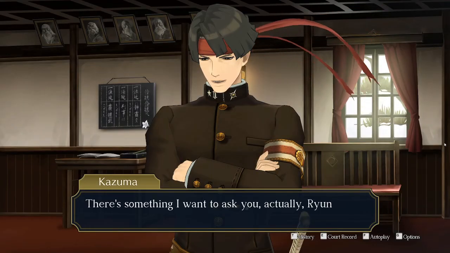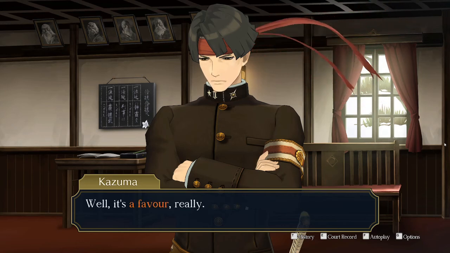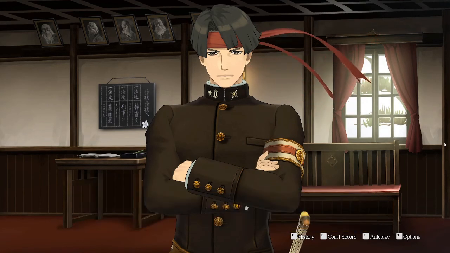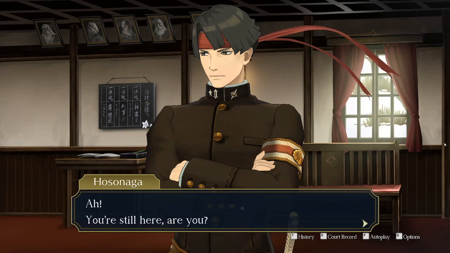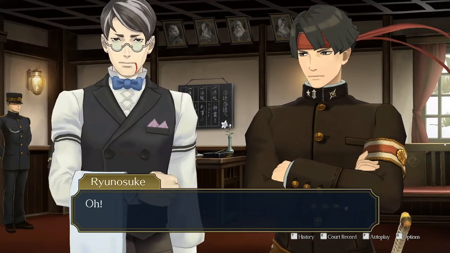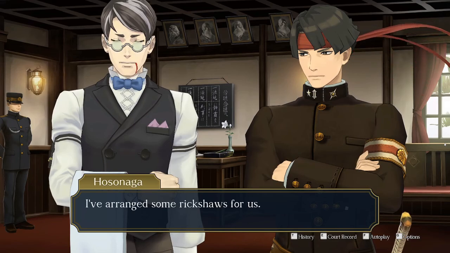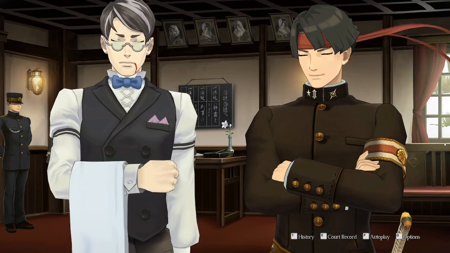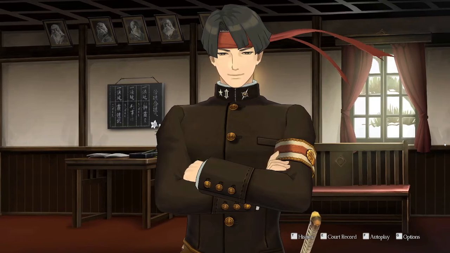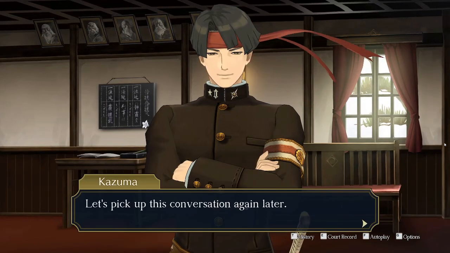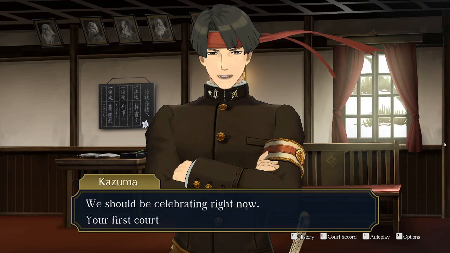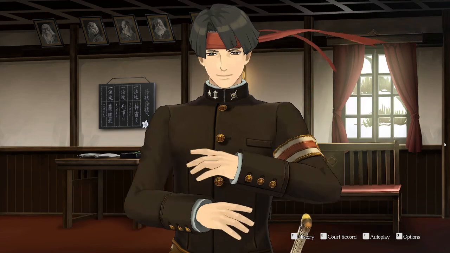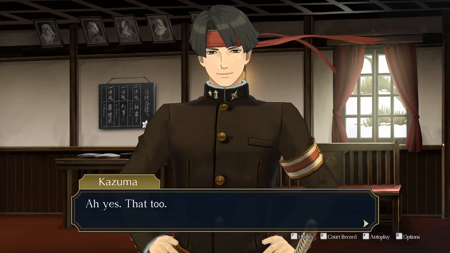There's something I want to ask you, actually. Ryunosuke? Well, it's a favor, really. Something very important to me. It sounds serious. What is... Ah, you're still here, are you? Oh, Inspector Hosonaga! I've arranged some rickshaws for us. Let's go. Thank you. We'll be right there. Let's pick up this conversation again later. We should be celebrating right now. Your first court victory. And your study tour to Great Britain, don't forget. Ah, yes, that too.